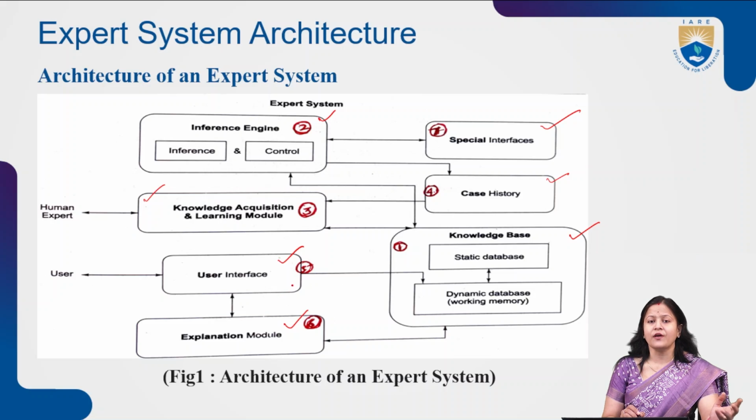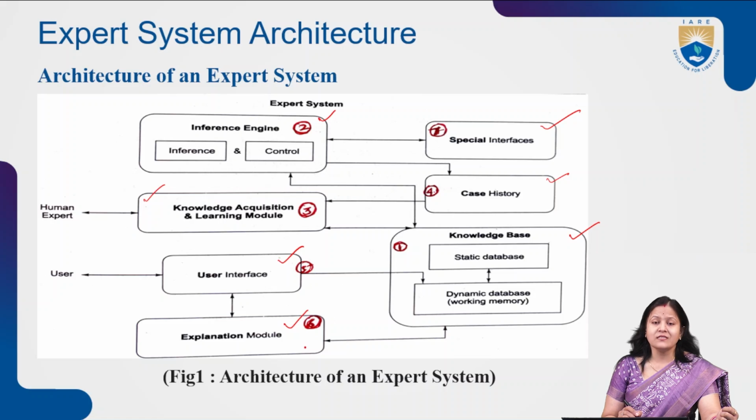And the fifth component is the user interface. The user interface is very important to interact with the expert system, especially it is needed for the layman or the user. That is why one arrow mark is given here. The user should have the knowledge of AI, or the knowledge of the system. Minimum basic knowledge he or she should have. Then only can they interact with the system and access it.